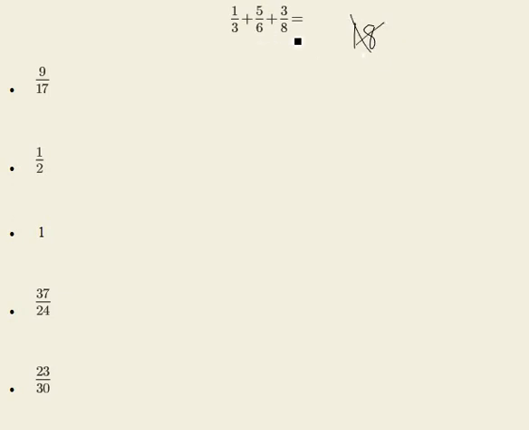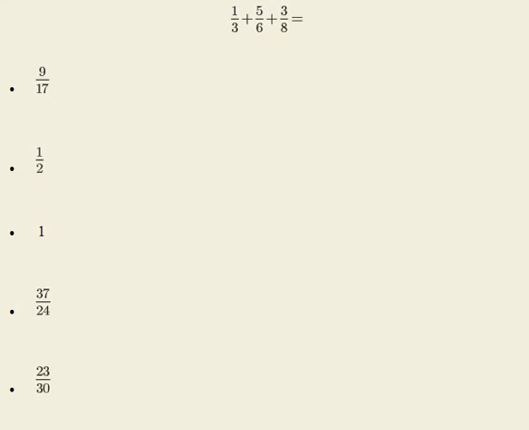How about 6 and 8? 6 times 8 would give us 48. And yes, 3 does fit into 48. However, we can do a smaller one, a multiple of 48. And if you look, 3 times 8 is 24, which is half of 48. So this will be our common denominator we're going to use.